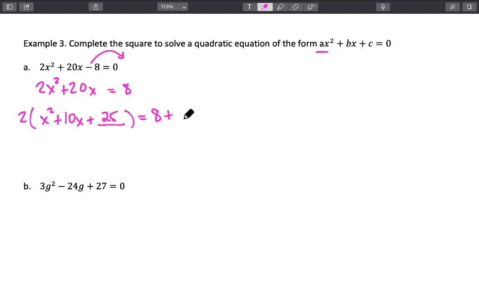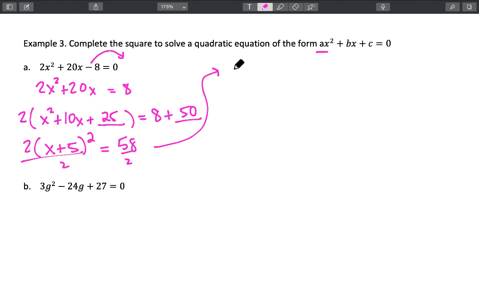Now, to the right-hand side here, I need to add not just 25, but 2 times that 25, because the 2 is out in front of that parentheses. So I need to add 50 to the right-hand side. All right, so this leaves me with 2 times, and now I'm going to condense this down to x plus 5 squared is equal to 58. Now we're ready to solve our quadratic equation. We're going to start by dividing 2 over to the other side. That leaves me with x plus 5 in parentheses squared is equal to half of 58, which is 29.